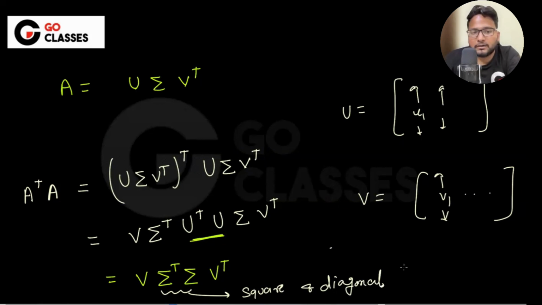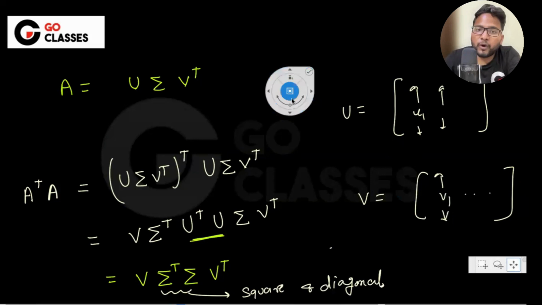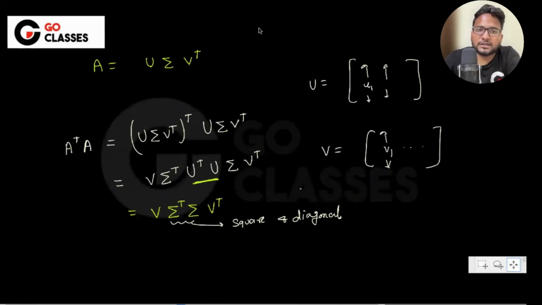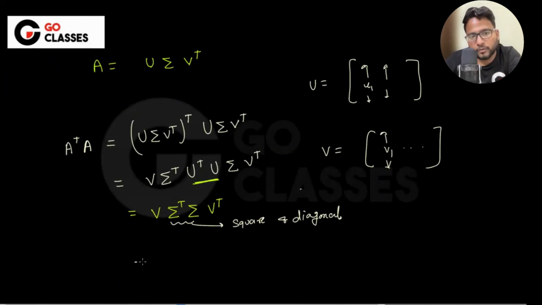So finally, what I'm trying to say here is that if you have A equal to this, then A transpose A is coming out to be V, and let's just denote this as sigma square. This is actually the square matrix. Let's just denote it as sigma square, or maybe some other matrix, doesn't really matter. This is V transpose.